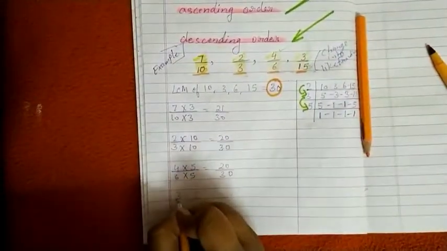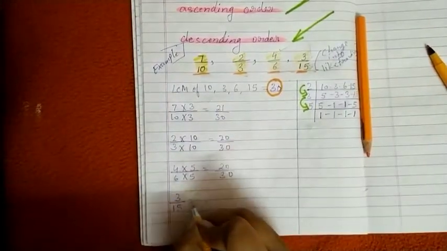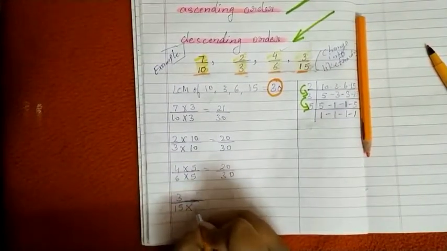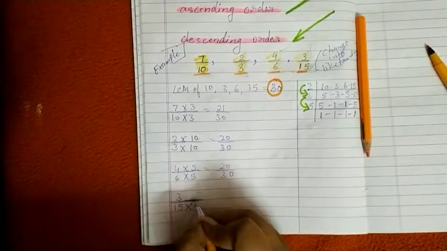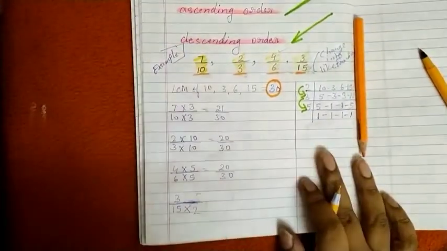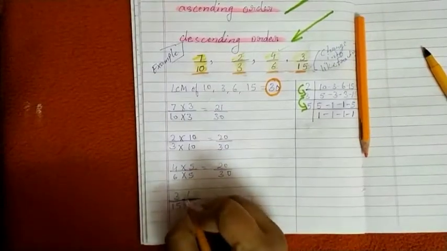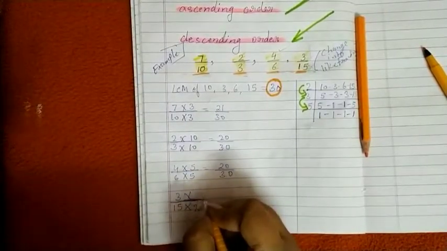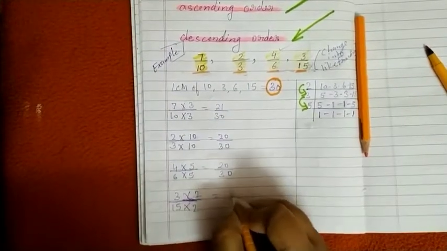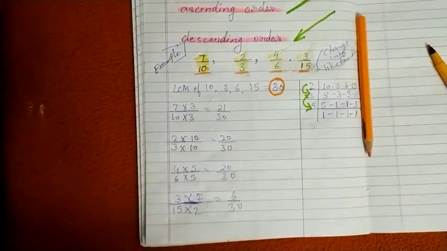3 upon 15. When will 15 be 30? When you multiply by 2. Yes. So 15 into 2, children, 30. And this will be 3 into 2, 6. So 6 upon 30. This much is clear, children? This is clear to you all?